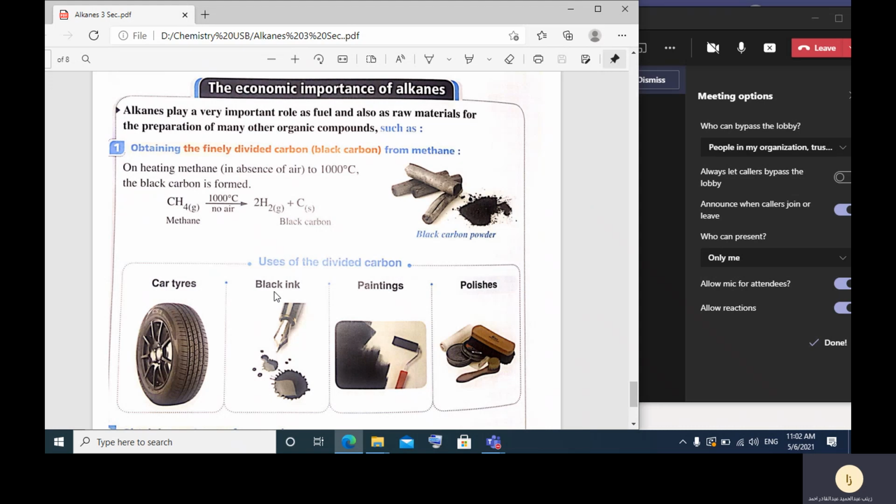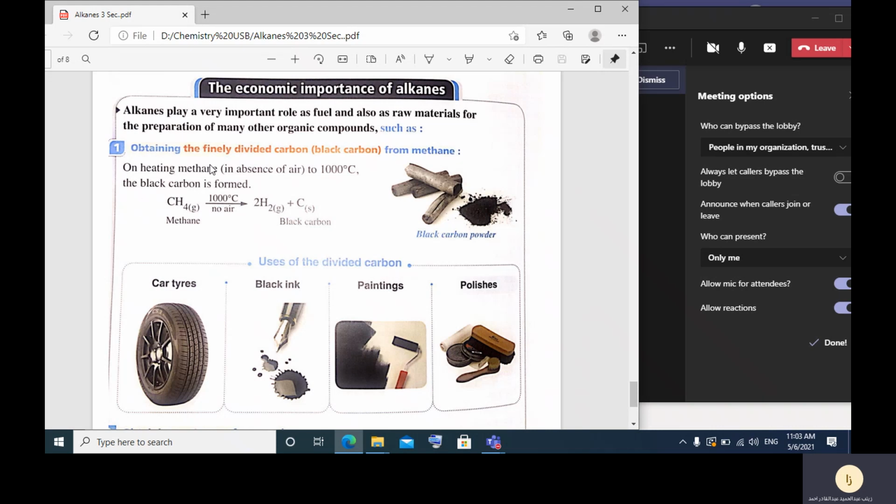Economic importance of alkanes. Alkanes play a very important role as fuel and also raw materials for preparation of many other organic substances such as obtaining the finely divided carbon or black carbon from methane. How? We take methane and heat it in absence of air in deep pools in Earth till we reach 1000 degrees Celsius, it will be separated into hydrogen and carbon. This carbon is called black carbon. Black carbon powder can be used in many things, in car tires, black ink, paintings, and polishes.